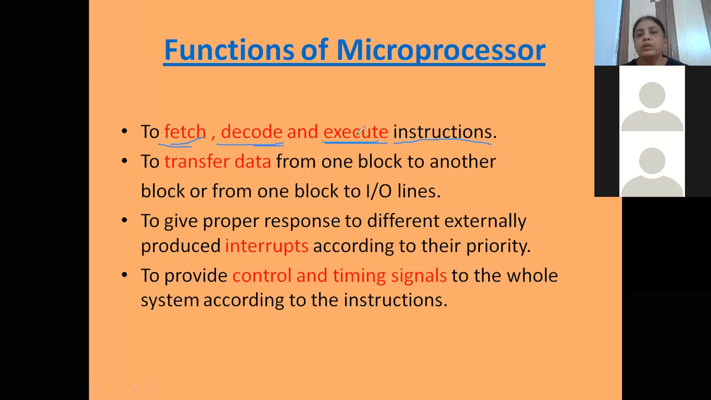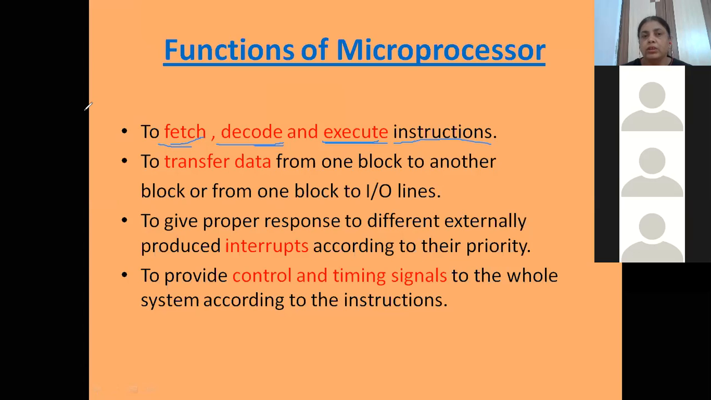And execute means processing. After decoding, now the processor knows that this is addition, so it will add 2 numbers which are coming from input, and that is called processing. Addition of 2 numbers is processing. That is called execution and displaying the result. So this is just the basic definition of microprocessor: fetching instruction, decoding instruction, and execute, meaning the main job of the microprocessor is to process those instructions. Understood? So that is the first very important function of microprocessor: fetch, decode, and execute instruction.